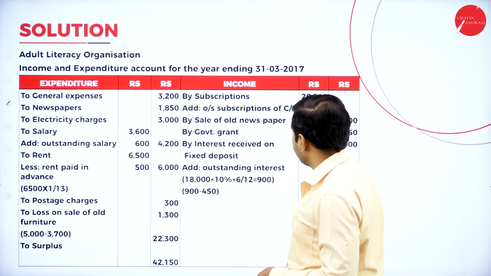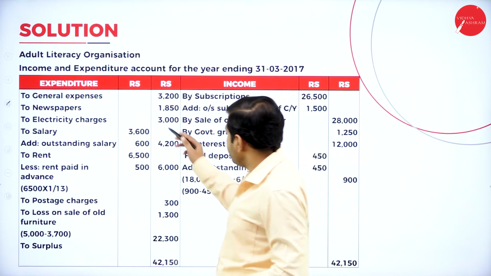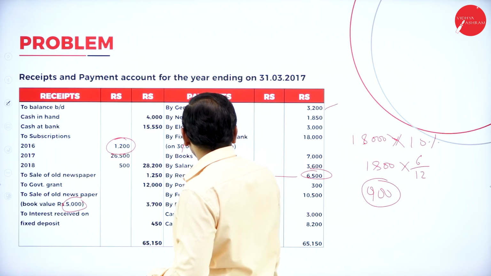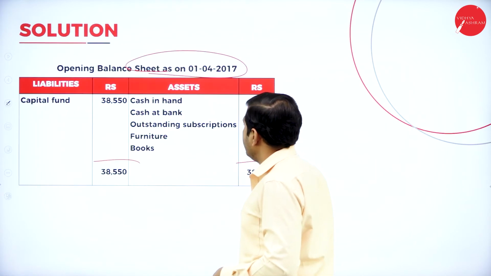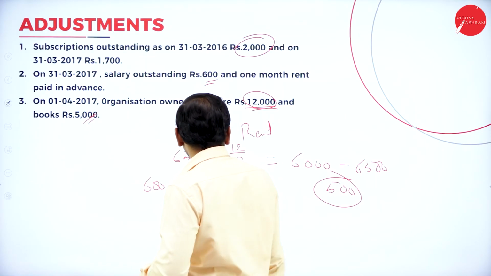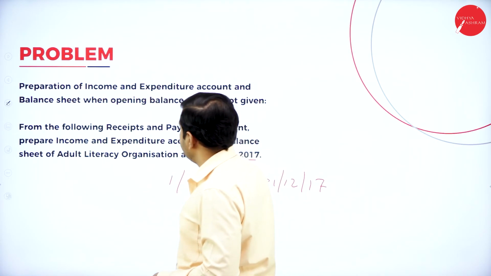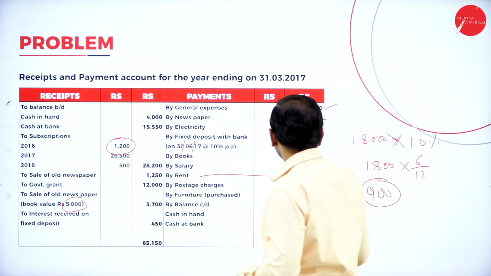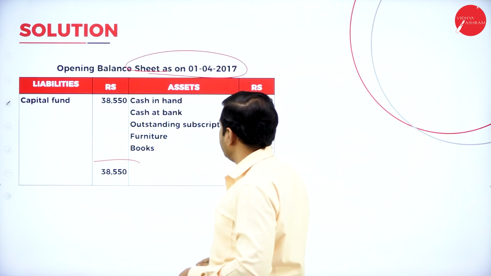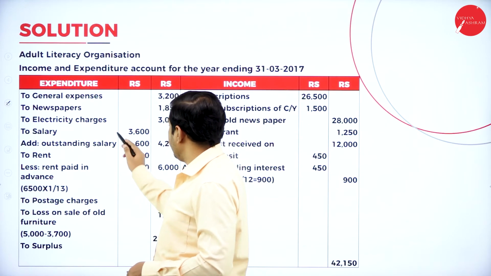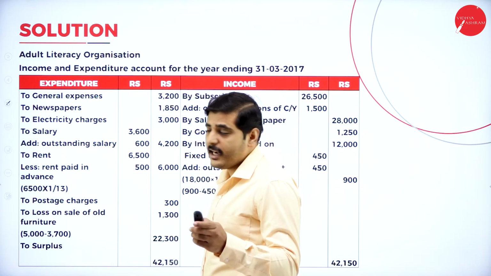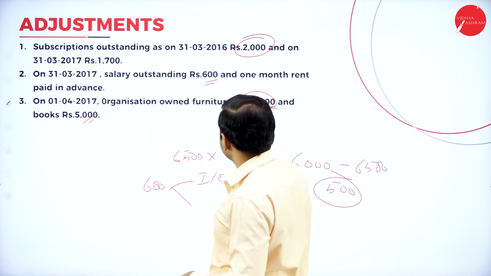Now let's go to the problem here. So general expenses, what is the amount here? 3,200. Again newspaper, same as the expenses, 1,850 on the expenses side. What are the electricity charges here? 3,000, income and expenditure 3,000, we can write here 3,000. Again salary. While taking the salary, an adjustment has been given. What is the adjustment?